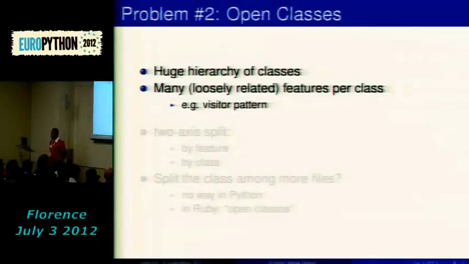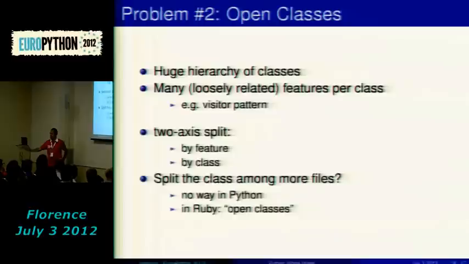Second problem: open classes. Suppose you have a huge hierarchy of classes, and for each of these classes there are many features which are loosely related, but you would like to keep them separated. This usually happens when you implement the visitor pattern. You have two axes on which to split your functionalities. You can split them by feature or by class.